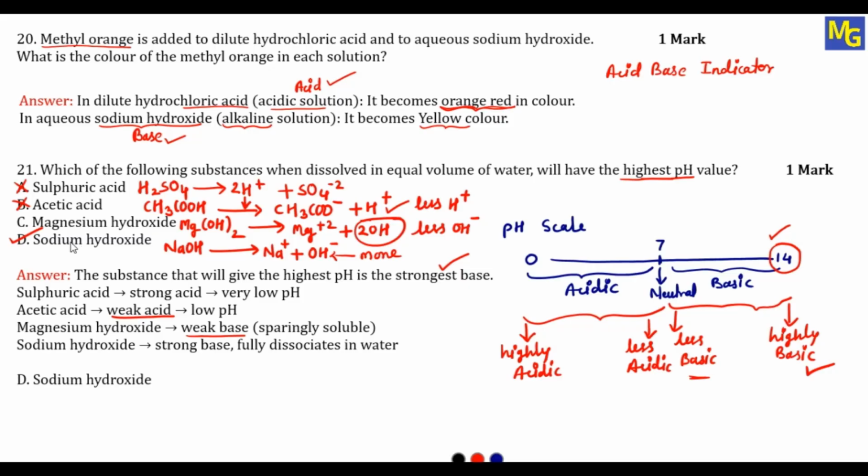As I told, Mg(OH)2, magnesium hydroxide, is also a base. Sodium hydroxide is also a base. But magnesium hydroxide is a weak base. Its pH will be somewhere between 7, 8, 9 and 10. But if you see sodium hydroxide, its pH will be somewhere 13 and 14. So this matches our question, and therefore option D is correct. Sodium hydroxide is a strong base and fully dissociates in water. So D, sodium hydroxide. This is the explanation of question number 21.